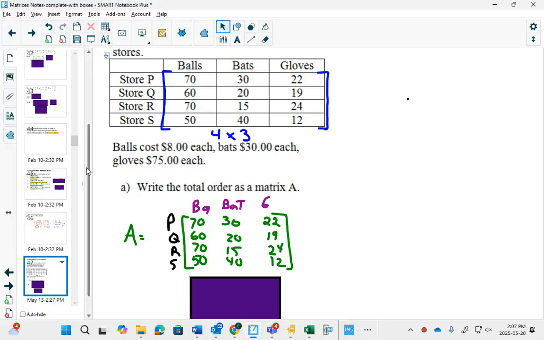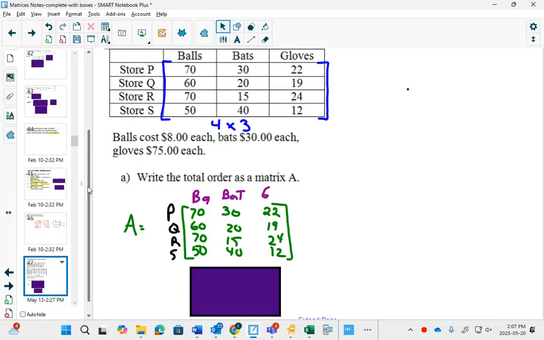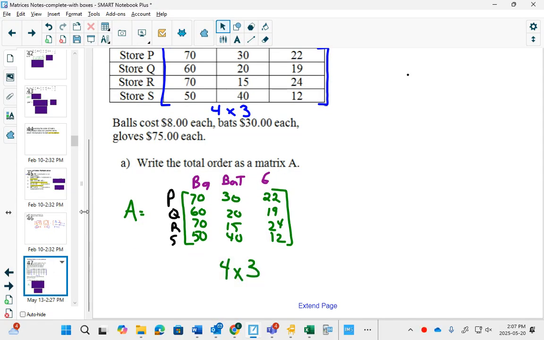Okay. So that's the total order. It's 4 by 3. Well, I think you're going to find this cool. All of these things you could do, but we're showing you how matrices might make this easier, especially if we can put things into our calculator. Because I showed you how you can enter this matrix into your calculator last week as well.